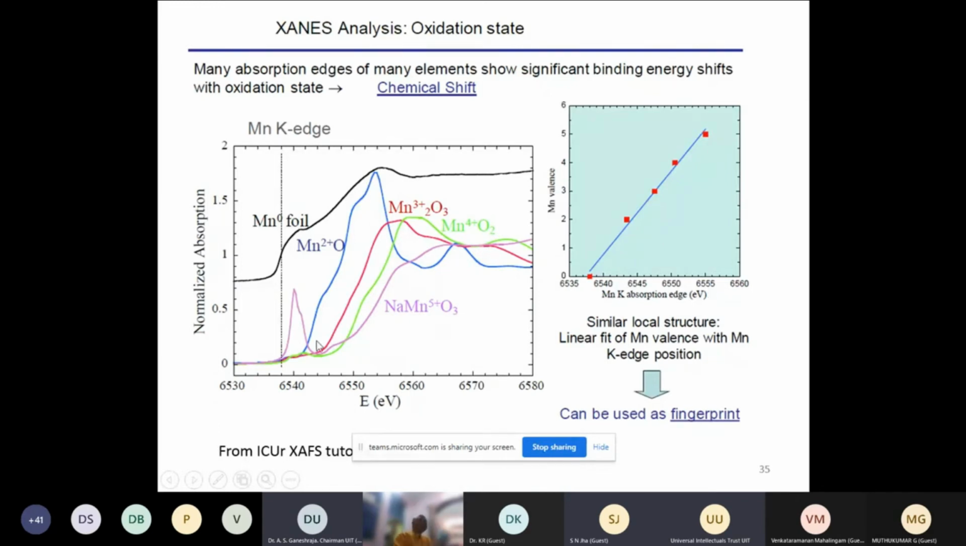This is the manganese foil, which is in the 0 state, and then as you go on up to manganese 5+, there is a gradual shift in this absorption edge up to 655 eV. So this can be used as a fingerprint for getting the idea of the oxidation state, and also by fitting this with linear combination fitting, we can also get the composition of different valence states in the material.